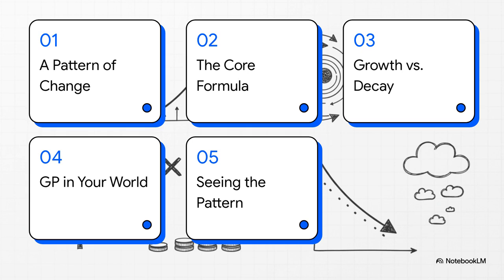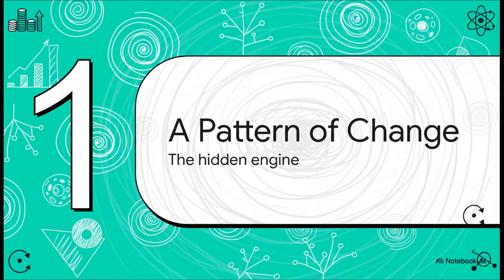So here's our game plan. First, we'll look at the basic pattern of change. Then we'll decode the simple formula behind it. We'll explore its two different sides, growth and decay. And then we'll find it out in the real world. And finally, you'll see how to spot this pattern just about everywhere. Okay, let's dive right in.